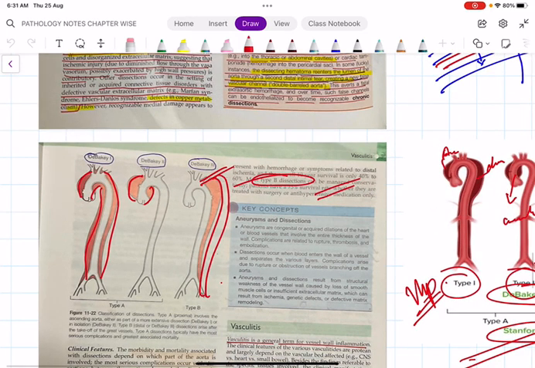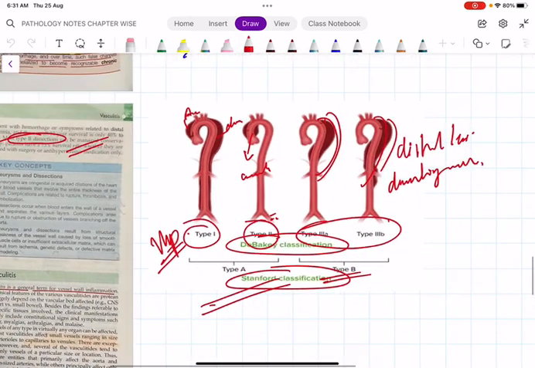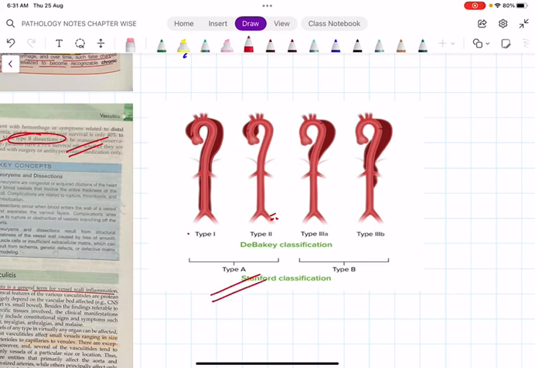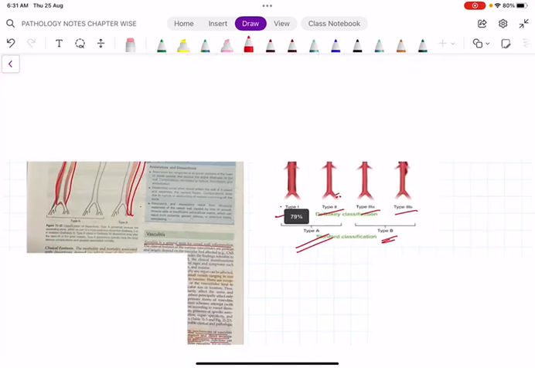Remember the DeBakey classification and Stanford classification. You can refer to this picture. Out of that, they will ask you what is the most severe or dangerous. The answer is type A. I told you, now we are using only the Stanford classification. DeBakey we used earlier, but still for theoretical purposes you should know.